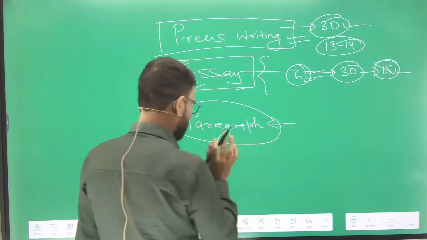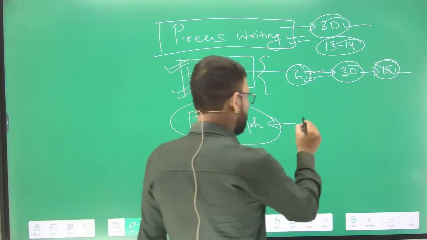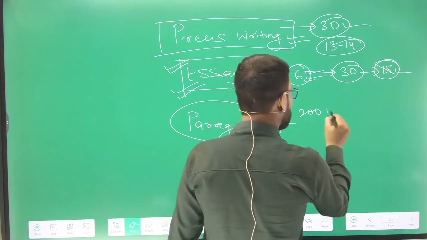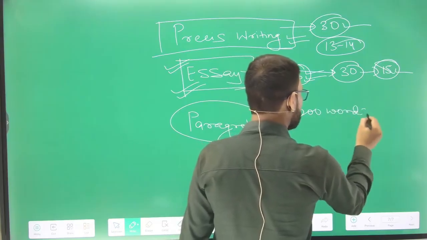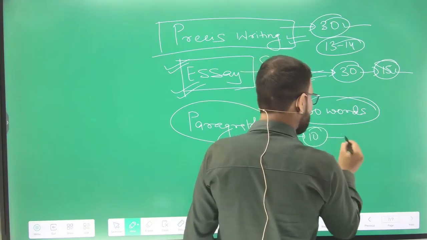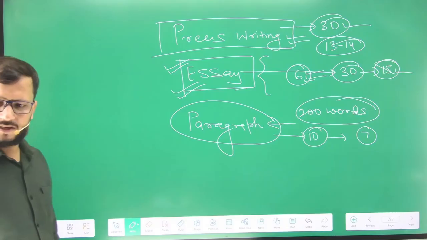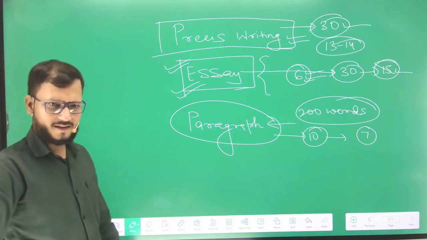So the paragraph is of 200 words. You have to write it in 200 words. It is of 10 marks, and out of 10, 6 to 7 marks can be gained. Got the point? You can get up to 7 marks, and that's good marks.